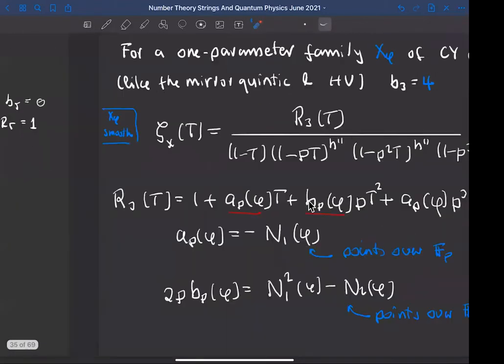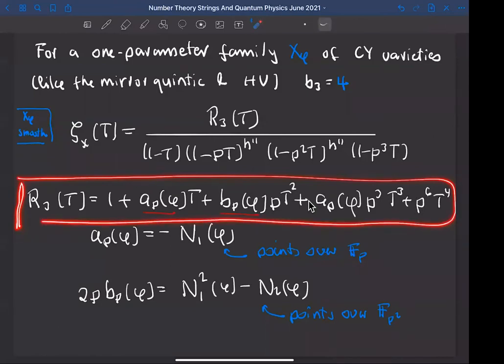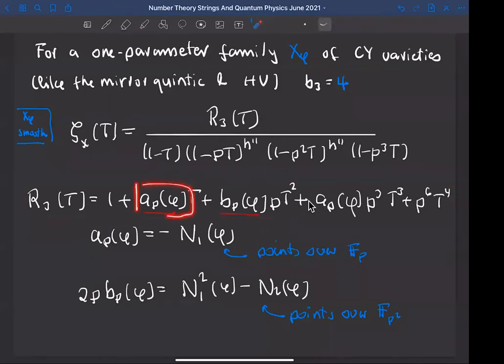So what happens for the one parameter families that we're interested in? b3 is four, so this is a polynomial of degree four. Due to the Weil conjectures again, using all of them, it has to have this form, and there are only two unknowns. For the elliptic curve there was one, and now we have two, A and B. A, just as for the elliptic curve, is minus N1, the number of points over F_p. And B is related to the number of points over F_p squared. So now you need to find these numbers.